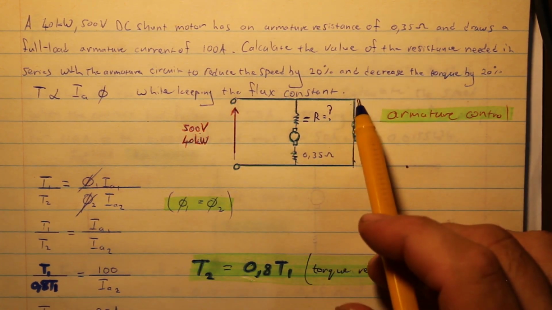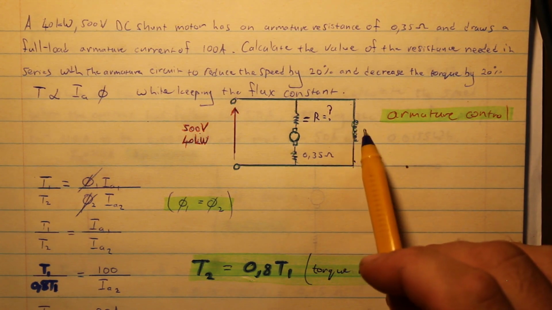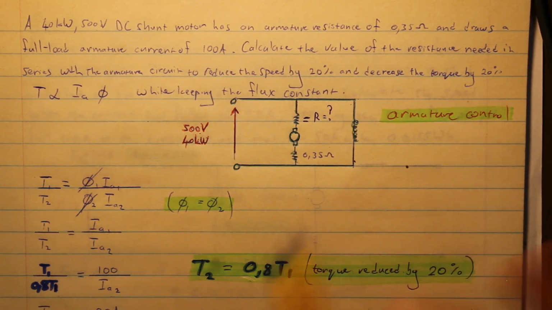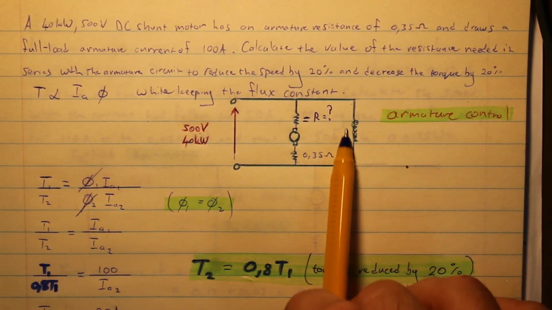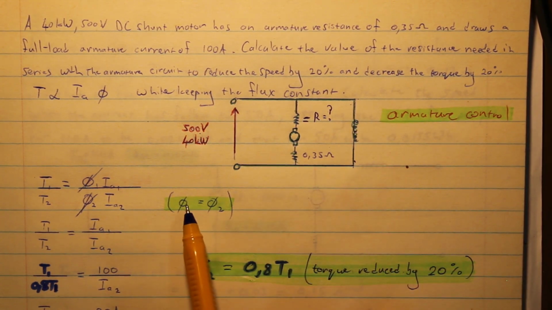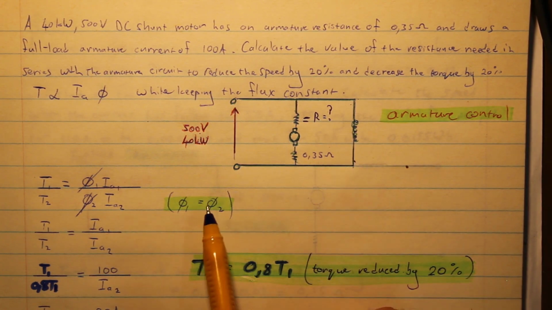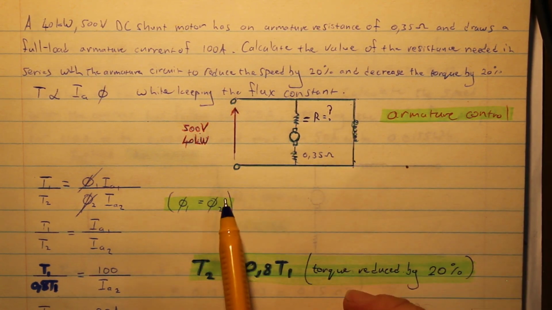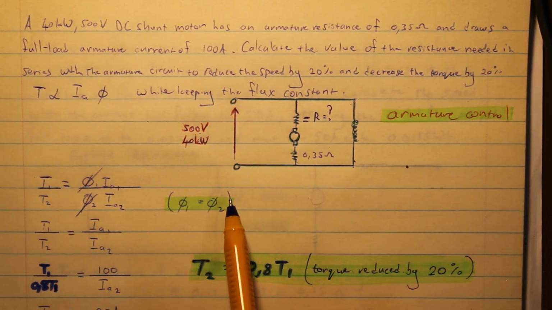As long as that voltage is the same and this resistance is the same, the current for the field will be constant. Therefore, we can say that the flux this field is producing at the first speed at 100 amps will be the same flux that it produces at the reduced, slower speed when we put this resistor in. So the two fluxes will be constant.